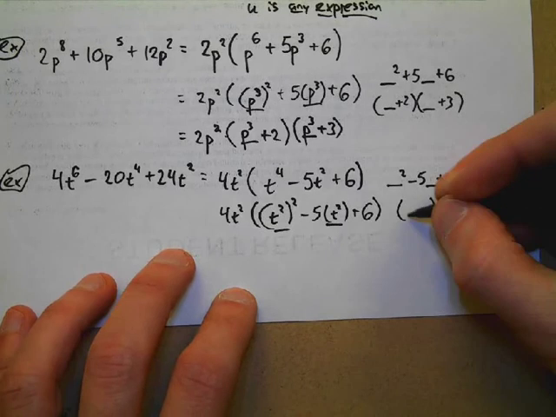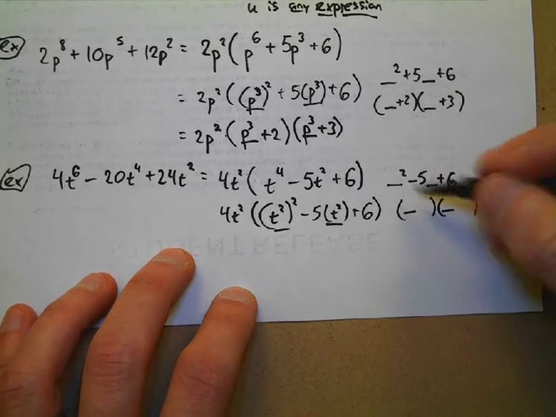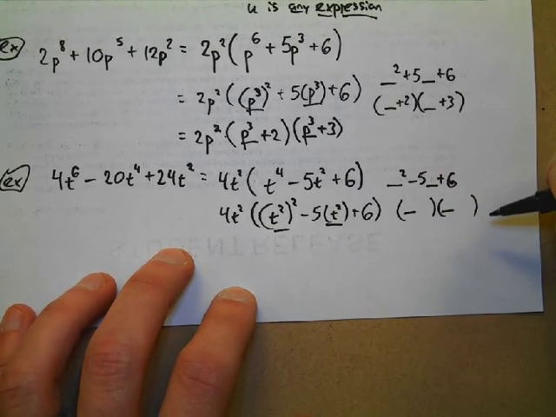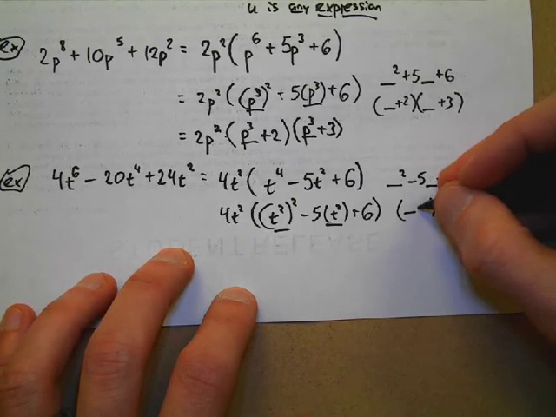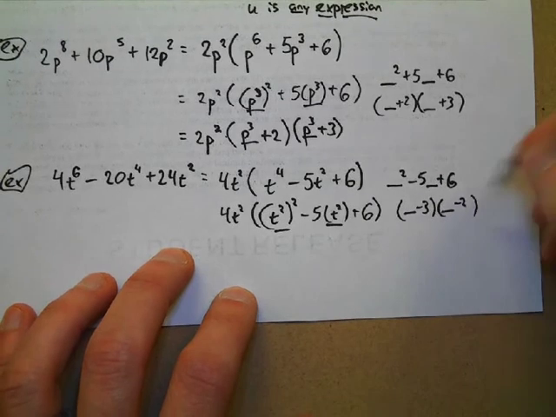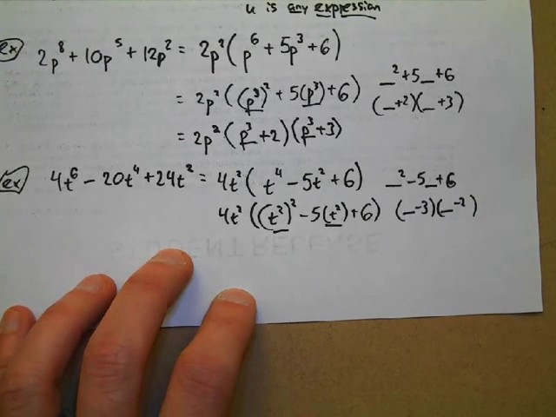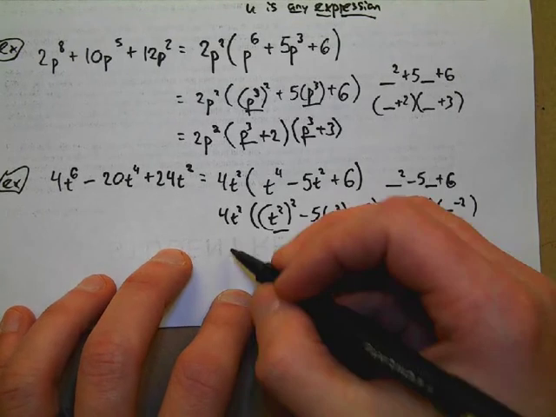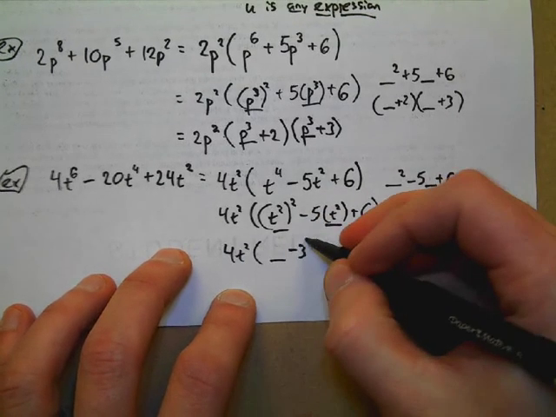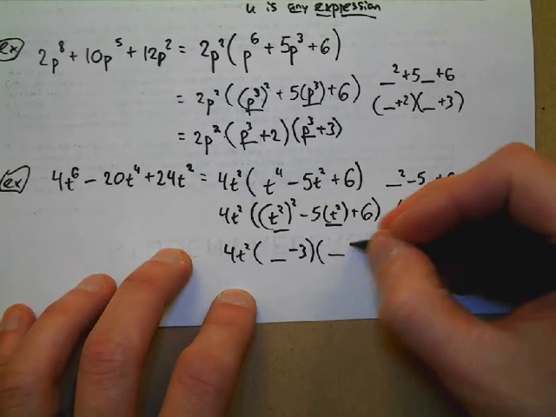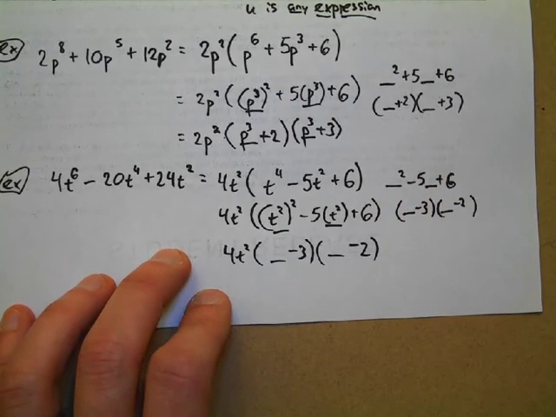So it'll be blank and blank, because blank times blank gives you blank squared. All right. What two numbers multiply to 6 and add to negative 5? Negative 3 and negative 2, right? So in this case, it'd be blank minus 3, blank minus 2. So 4t squared, blank minus 3. This blank thing I'm kind of just using to help you guys. If it confuses you more, maybe don't use it.